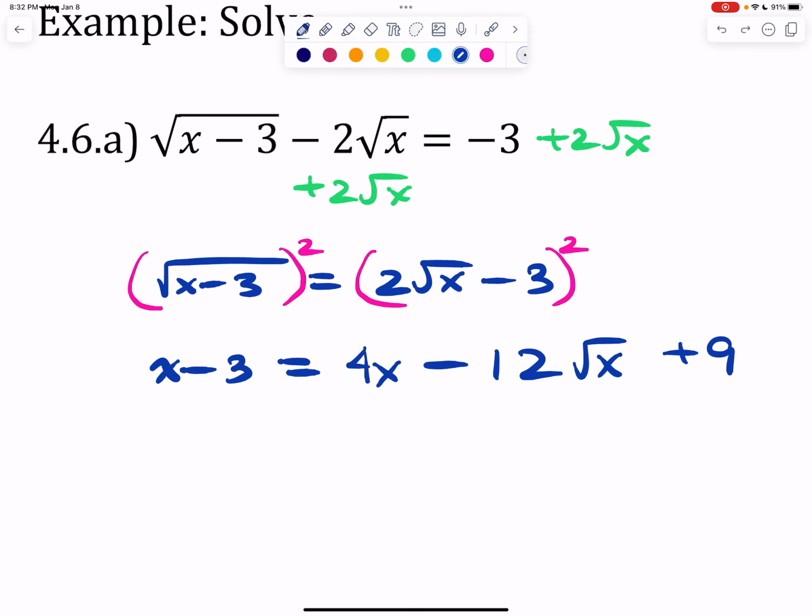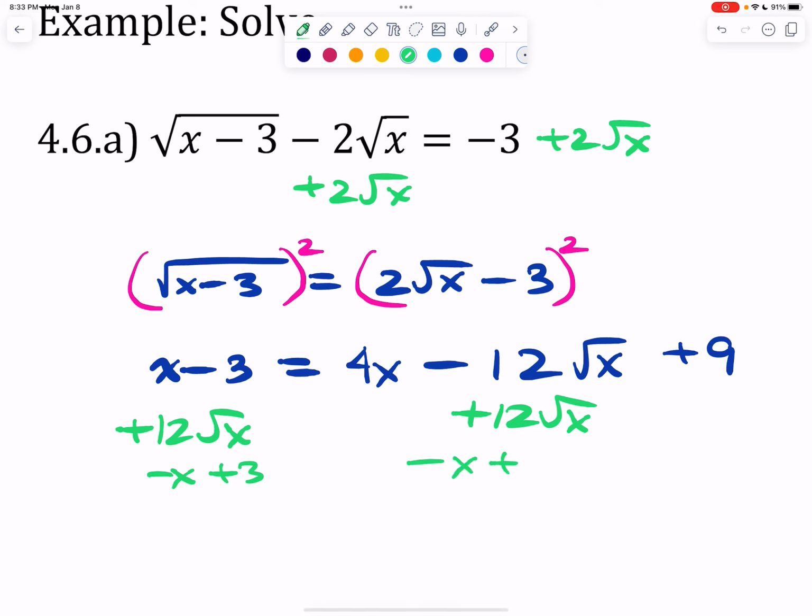So we'll do that. Well, I think I'm going to add 12 root x to both sides. And I'm probably also going to subtract this x minus 3. So you can say we're subtracting x, adding 3. We're going to subtract x, add 3. Those are the things we're doing to both sides.